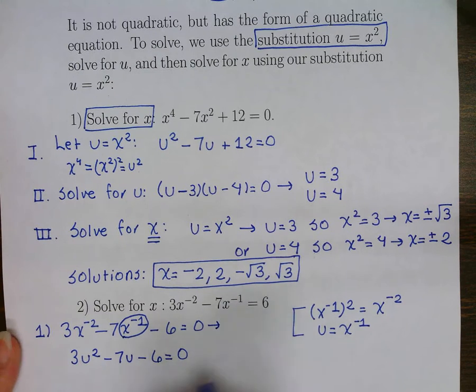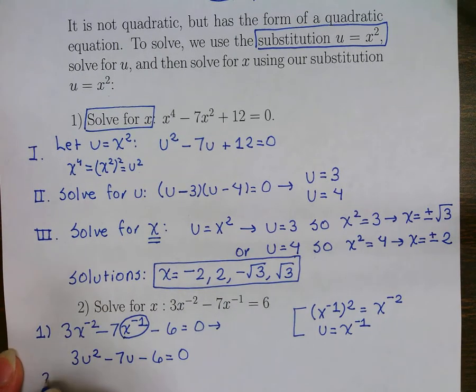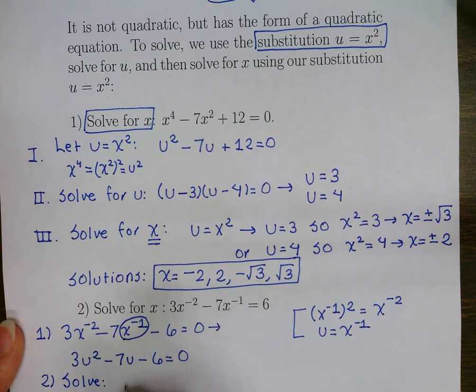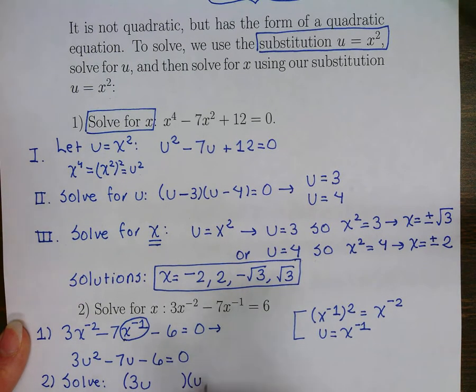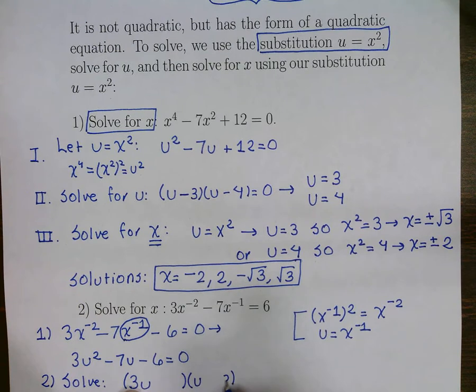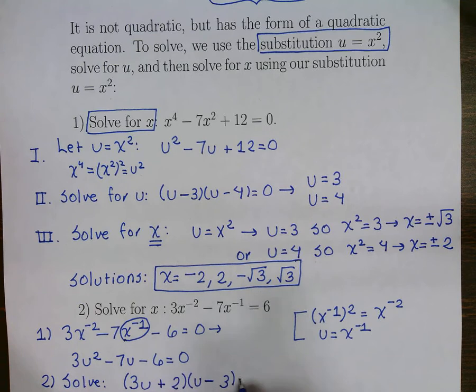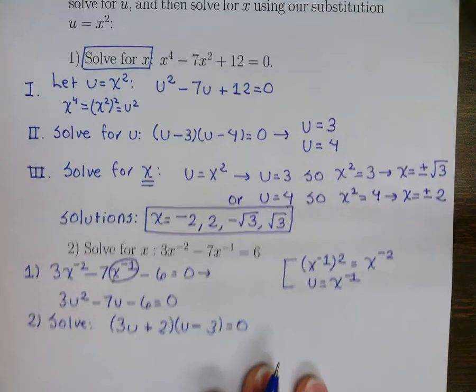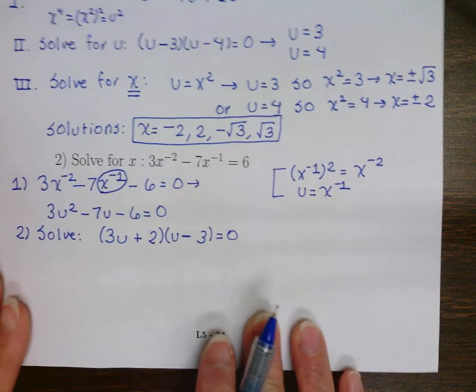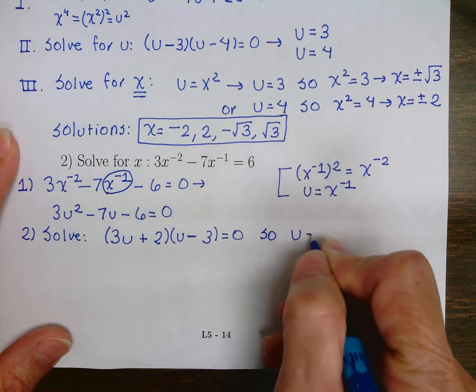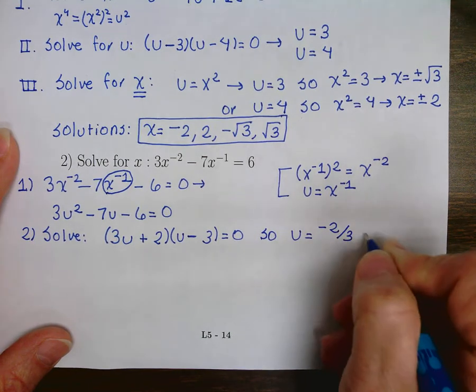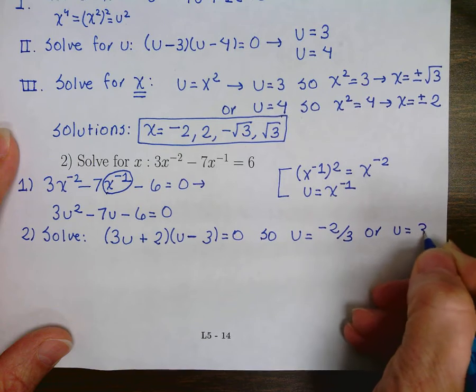Okay? And I can then solve. And I think factoring will work here. In fact, I know it will. It'll be 3u and u, and 3 times 3 is 9, and then that leaves the factor of 2. You can use grouping however you can do that. Factoring is fine. And so u equals negative 2/3, or u equals positive 3.